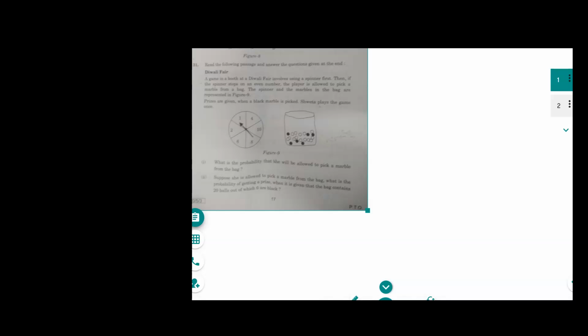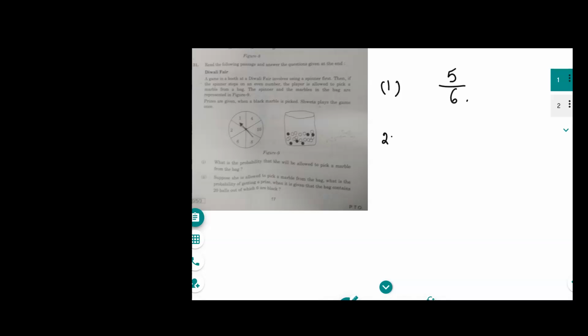Now let us see the first subdivision. What is the probability that she will be allowed to pick a marble from the bag? To enter into the game, the pointer should rest on an even number. So, the number of even numbers is 1, 2, 3, 4, 5 out of 6. So, the probability of getting an even number is 5 out of 6. So, for the first question, the probability is 5 by 6.